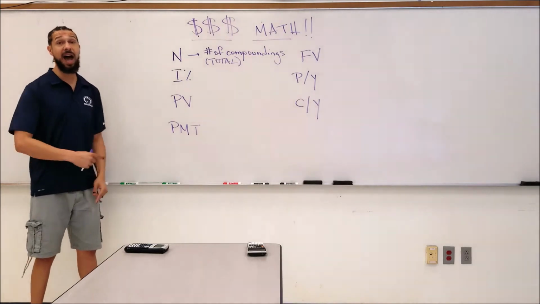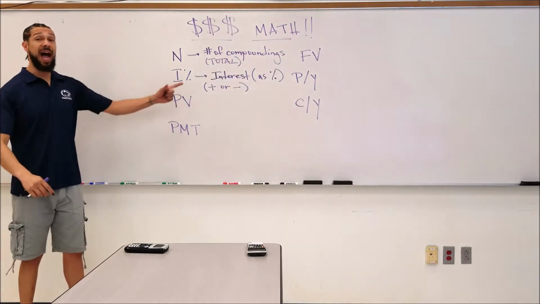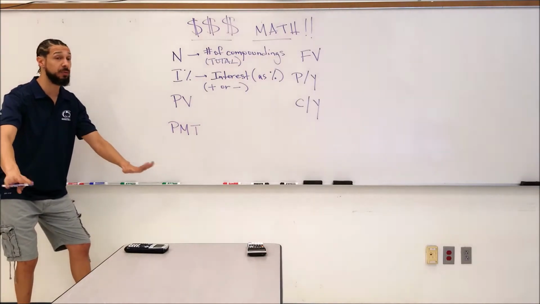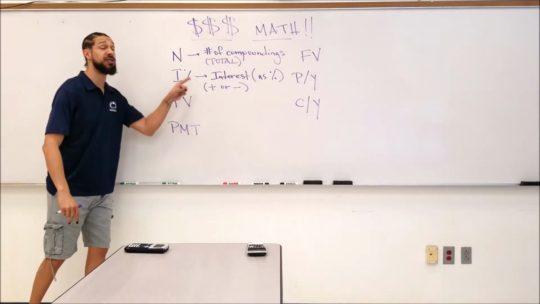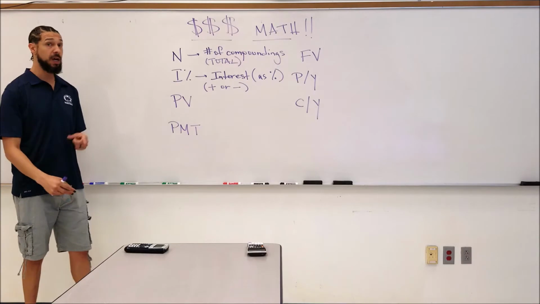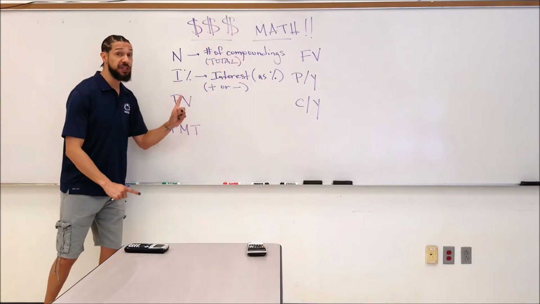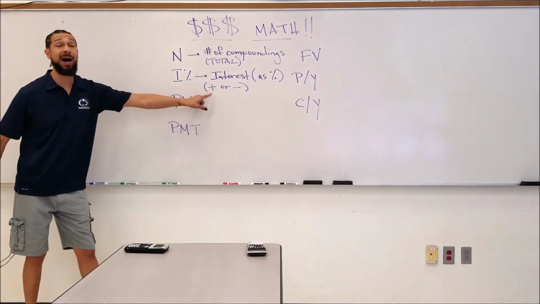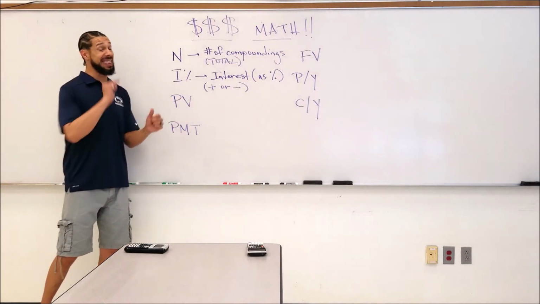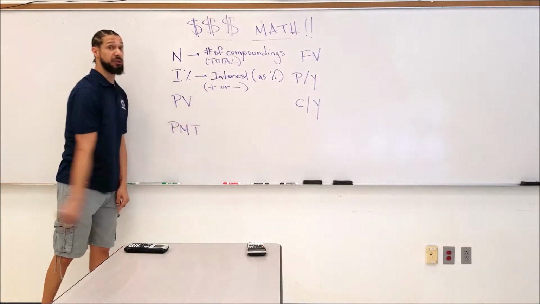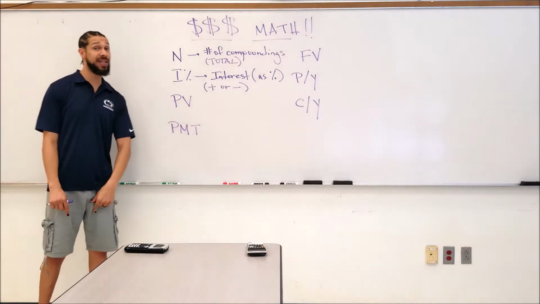All right. I. I is the interest, as a percentage. No need to turn it into a decimal. No need to divide it by 100. You enter it in as the percentage. Now, this interest can be positive or negative. Things that appreciate or go up in value would have a positive interest rate. Things that depreciate or decrease in value would have a negative interest rate. So you can enter a positive or a negative interest rate.